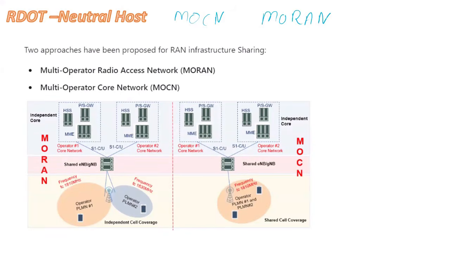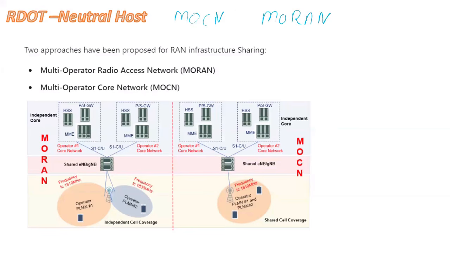Before going further to the R dot neutral host, I want to talk about two terms. One is MOCN and one is MORAN. They are two approaches for RAN infrastructure sharing. One is MORAN, which is multi-operator radio access network, and the second one is MOCN, multi-operator core network. So what's the difference between these two techniques?